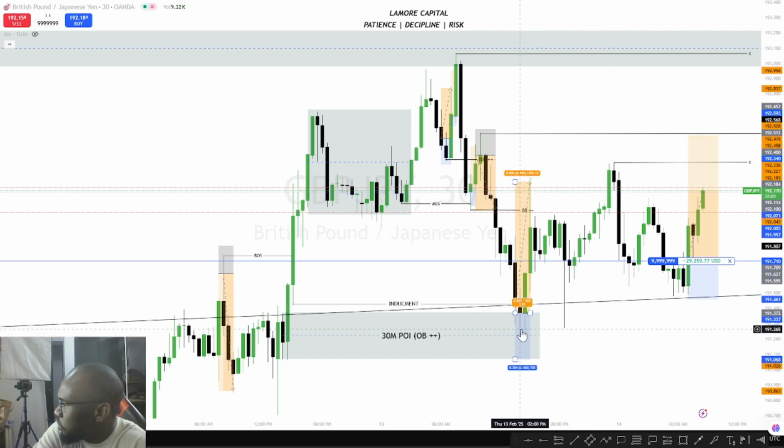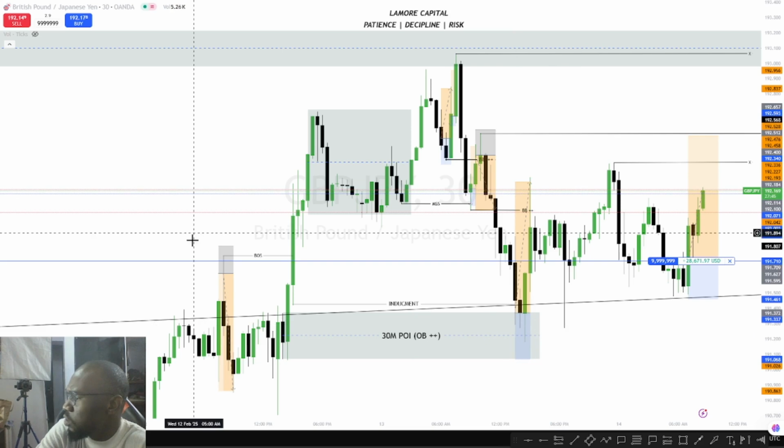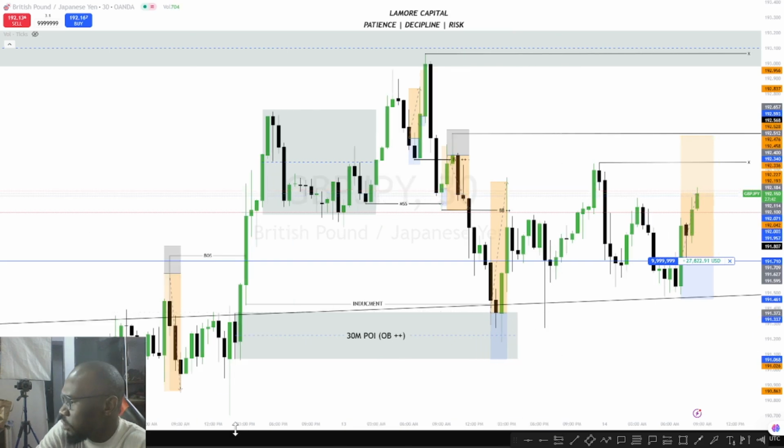Now, if you look at this place, you will notice that inside my point of interest, I had a liquidity sweep two times. My main confluence in my strategy is a liquidity sweep inside my point of interest or outside my point of interest. So I had a liquidity sweep here in my point of interest. I had a liquidity sweep here. Can you see? It swept this liquidity.